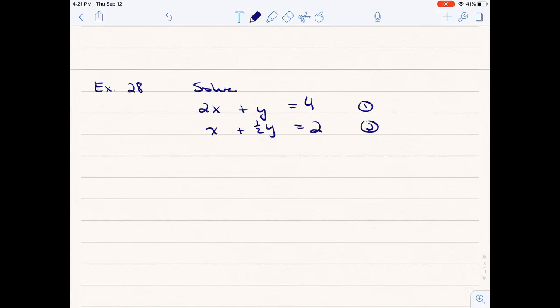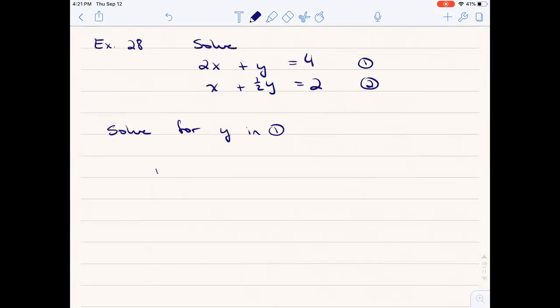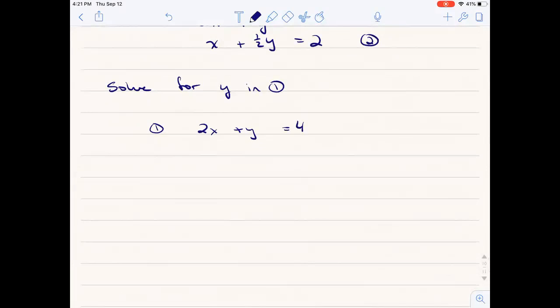I'm going to solve for y in equation 1. I just picked one that's on its own. It doesn't have a coefficient to deal with. I don't really like fractions, so I'm avoiding those. I'll have to deal with them at some point. Equation 1 is 2x plus y equals 4, so solving for y, I get y is 4 minus 2x.